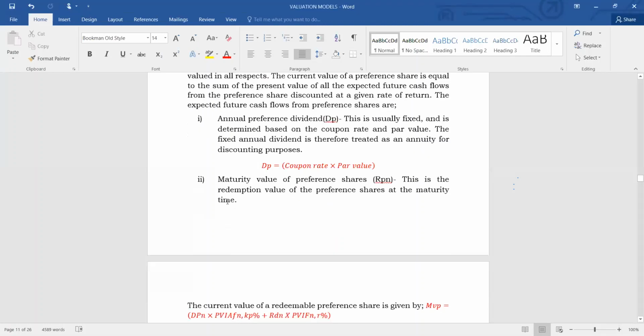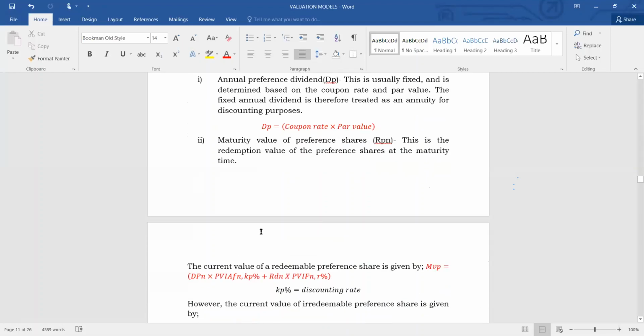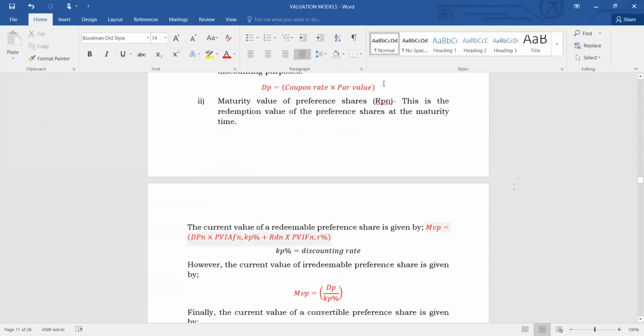The other cash flow is the maturity value of the shares. Of course, this applies now for those shares which are irredeemable, those issued over a period that is not defined. So the current value of a redeemable preference share is given by this formula here. I'm saying MVP, assuming it's a market value.